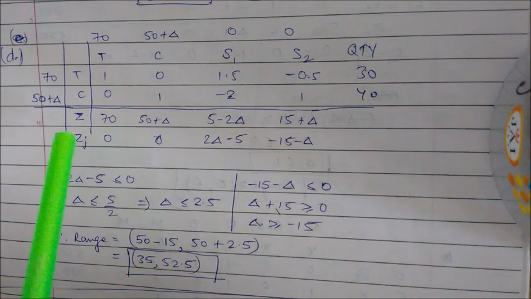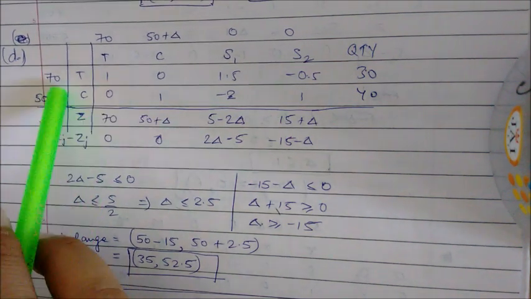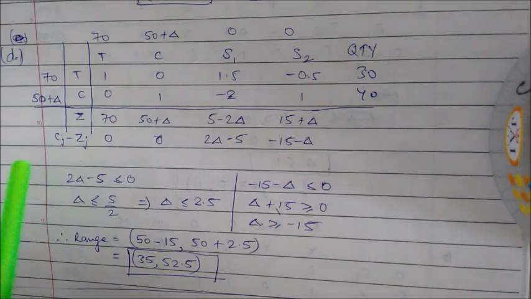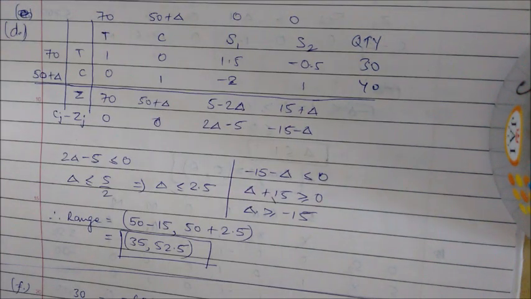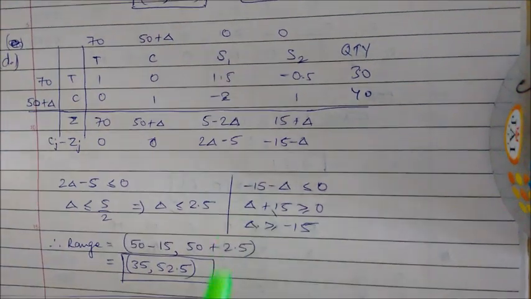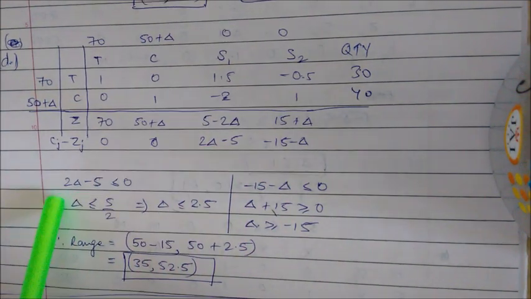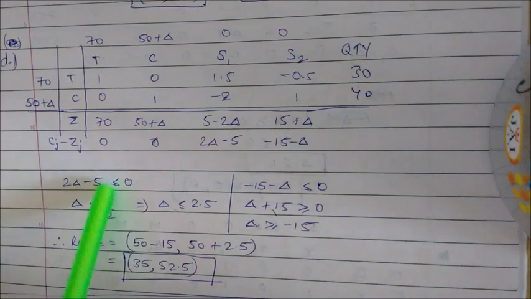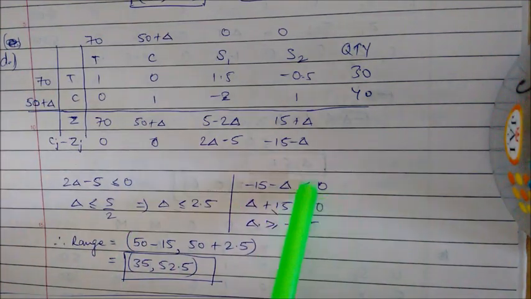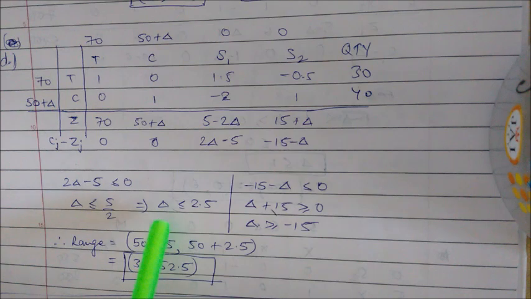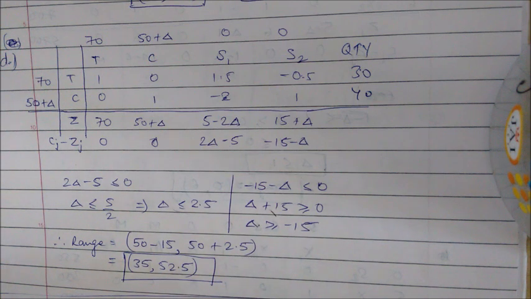And in a similar manner, we'll calculate the value of Z for all the variables, and we'll calculate Cj minus Zj. Again, to calculate the range of delta, we'll simply validate both of these values to be less than or equal to 0. So we've got these two equations again: 2 delta minus 5 is less than or equal to 0, and minus 15 minus delta is less than or equal to 0. Solving these two, we get delta to be less than or equal to 2.5 and greater than or equal to minus 15. So the range of delta is minus 15 to 2.5.